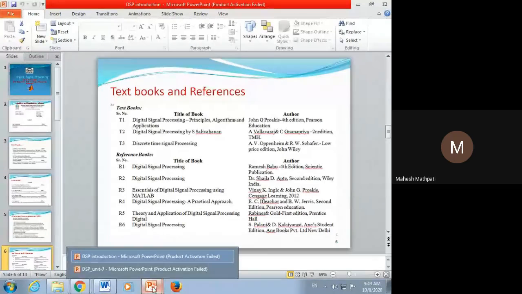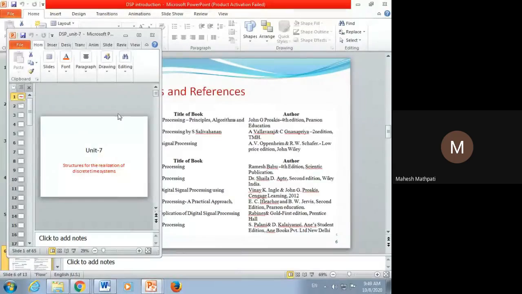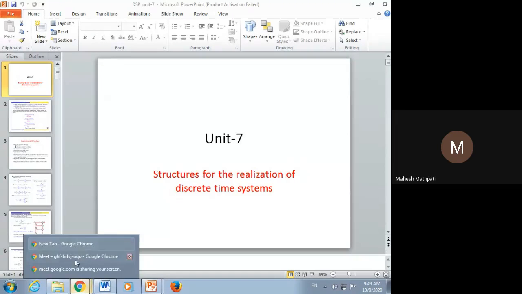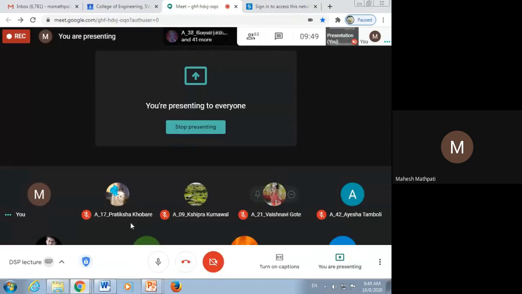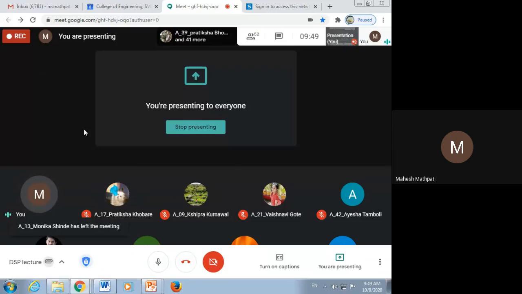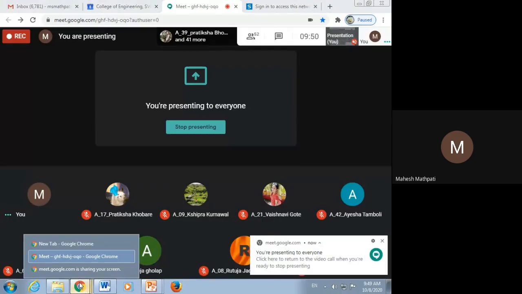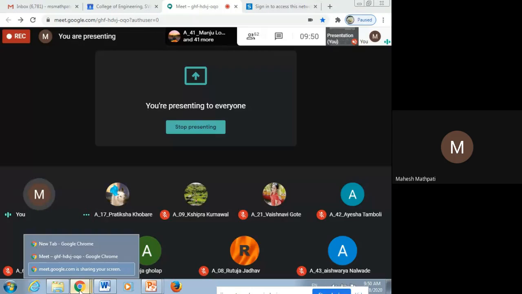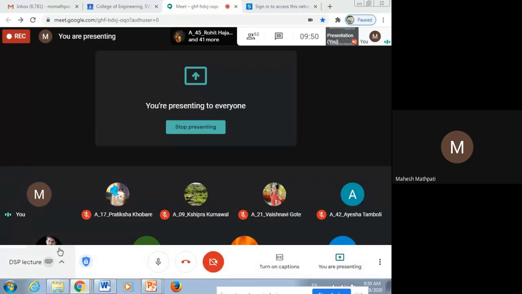Direct form 1 and direct form 2 we have already discussed. Do you remember anything about them? Anybody? Can anyone speak on that? Direct form 1 or direct form 2, block diagram representation. Have you heard of the block diagram, direct form 1, direct form 2? Yes, sir.